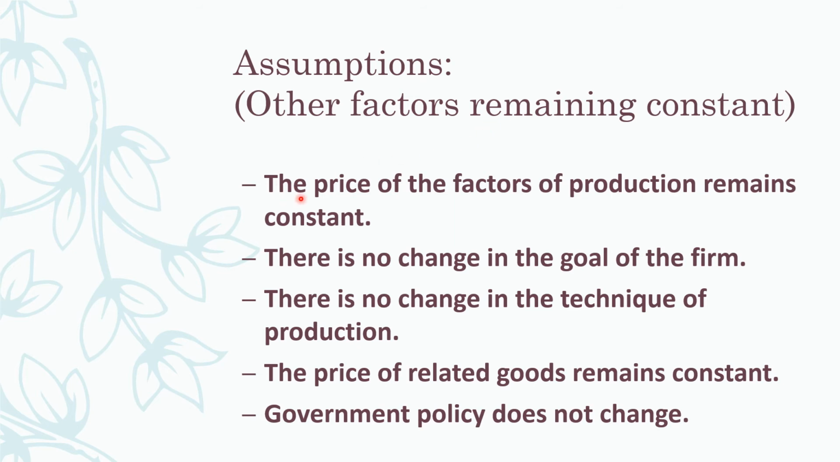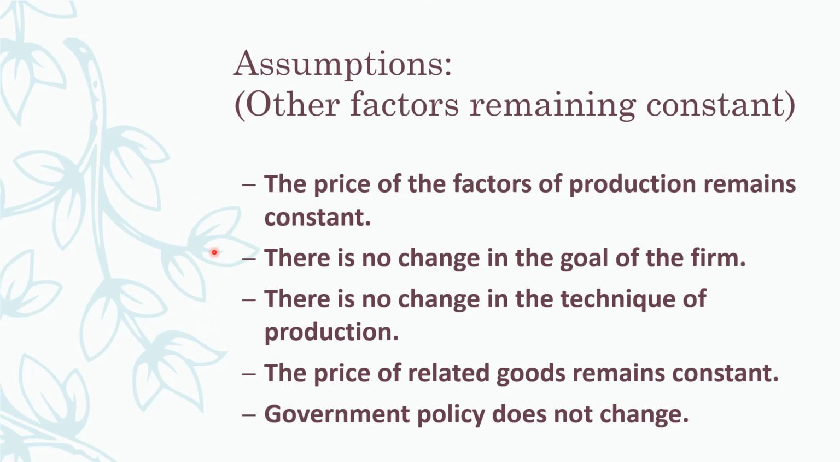Here they are. The price of the factors of production remain constant. There is no change in the goal of the firm. There is no change in the technique of production or the state of technology. The price of related goods remains constant. Government policy does not change. There are other factors affecting supply. Those also are considered to be remaining constant when we are stating the law of supply.